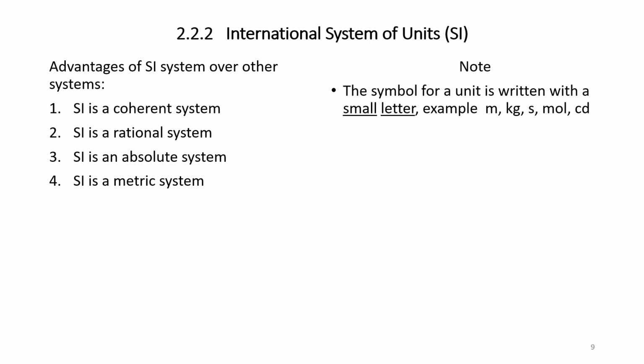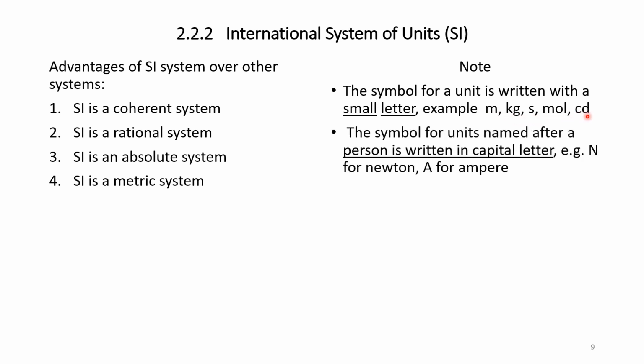The symbol for units, a note here. Please note, the symbol for a unit is written with a small letter. Example: meter, kg, s, mol, and cd. The symbol for units named after a person, that is a scientist or a physicist, is written in a capital letter. That is capital N for Newton and capital A for Ampere.